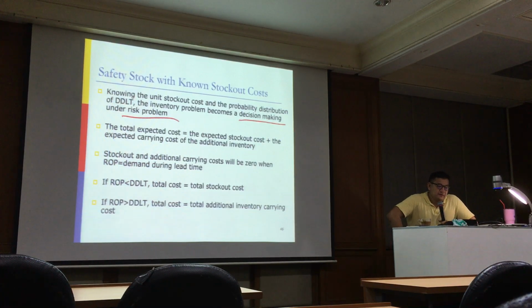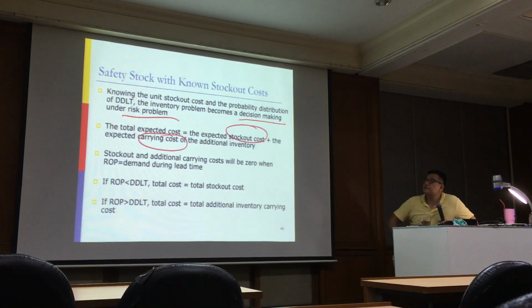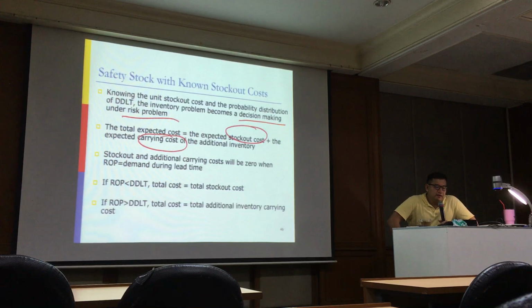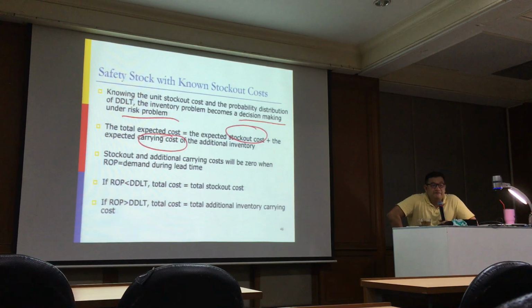So we're going to calculate the total expected cost, and the costs that happen in the case of safety stock are two: as I mentioned, stock out cost and carrying cost. Then we compare the demand during the lead time with the reorder point. Let's imagine that the demand is more than the reorder point. What happens? You don't have enough.